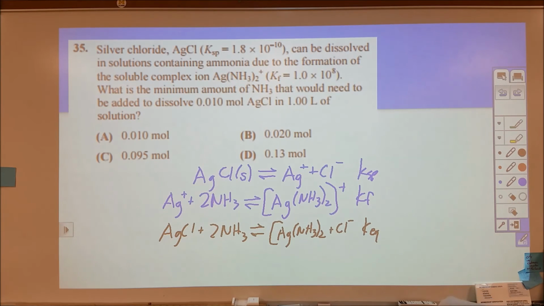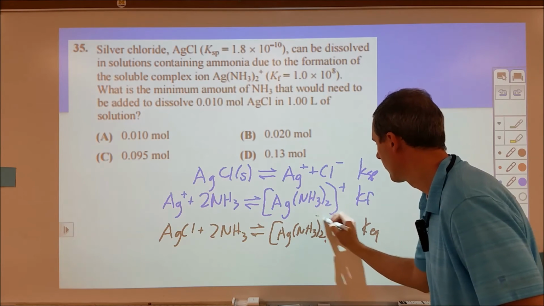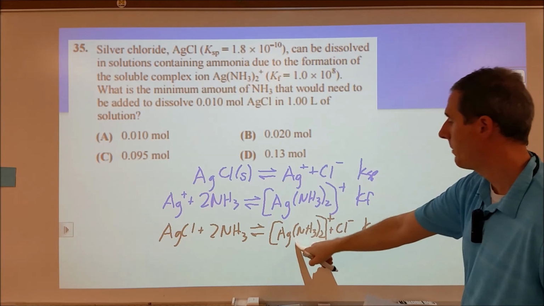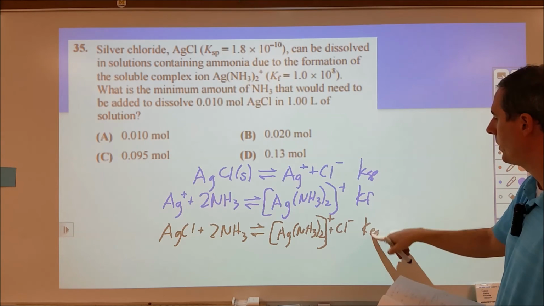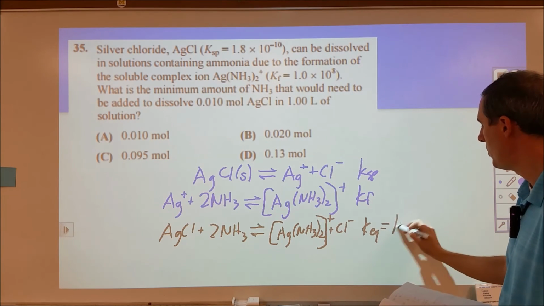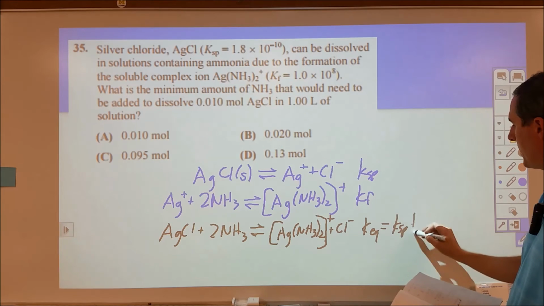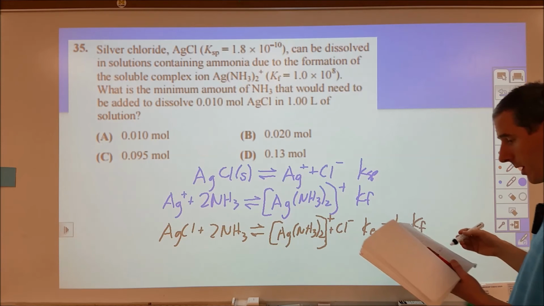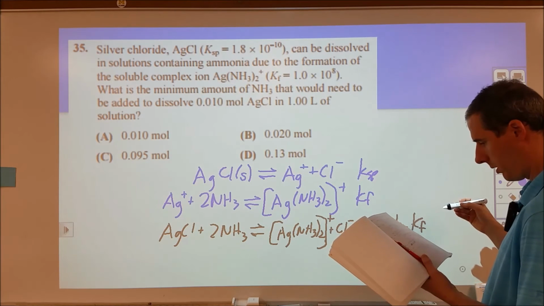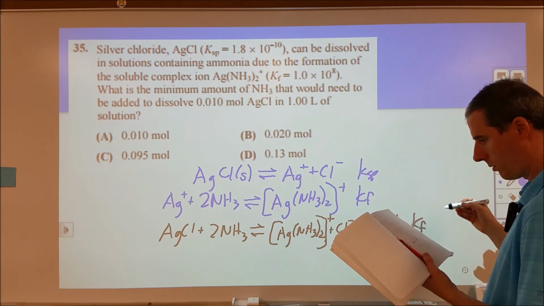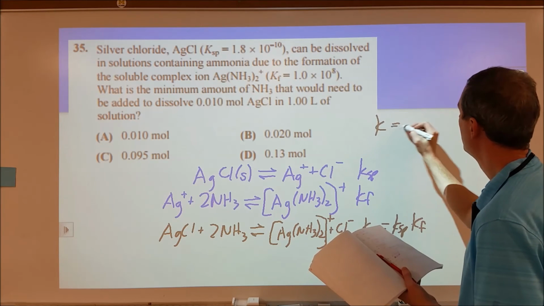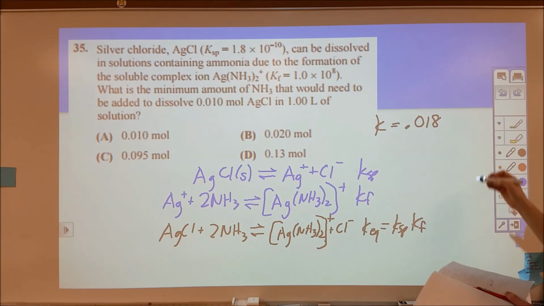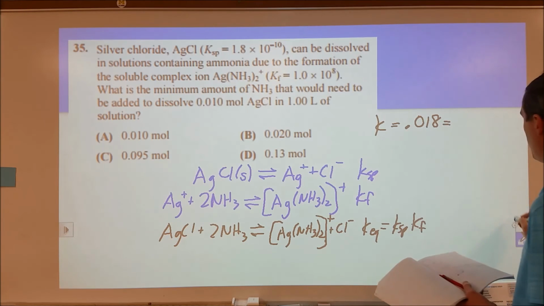Okay? So it turns out that if you can add two reactions up to form a new one, the product of their equilibrium constants will be equal to the new equilibrium constant. So if we multiply KSP times KF, we get our equilibrium constant. So the product of those two is 0.018.